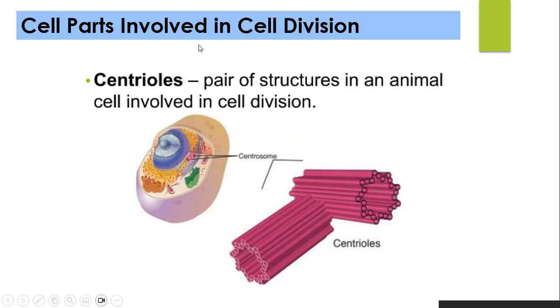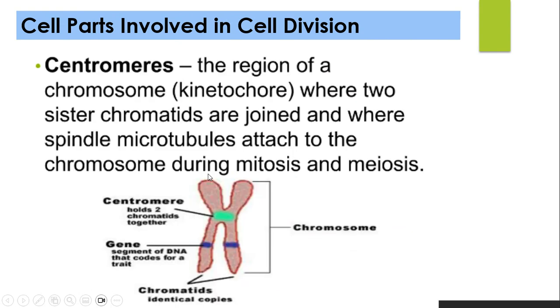Okay. Cell parts involved in cell division. Centrioles play a very important role. They're a pair of structures in animal cells involved in cell division, right? So these are centrioles. They're right here, okay? Cell parts involved in cell division also include centromeres, right? It's a region of the chromosome, the kinetochore, where two sister chromatids are joined, where spindle microtubules attach to the chromosome during mitosis and meiosis. So this particular region here is the centromere, and it holds two chromatids together.